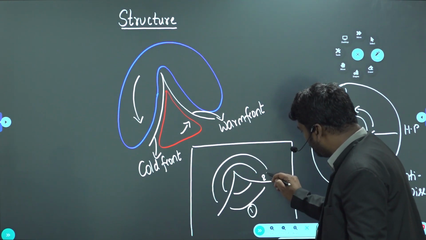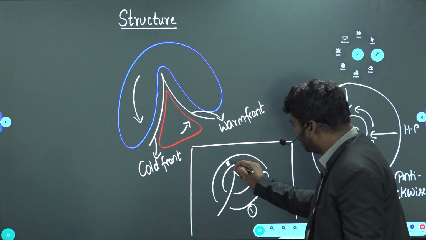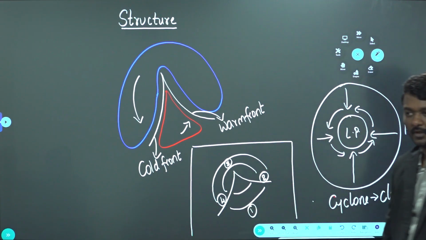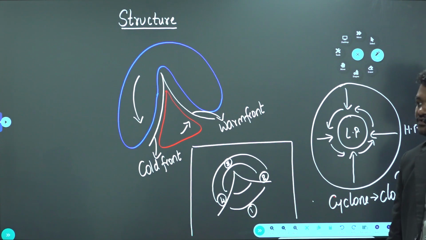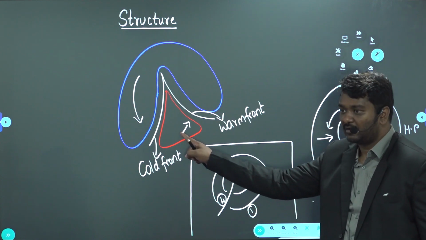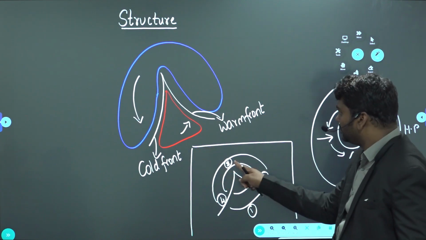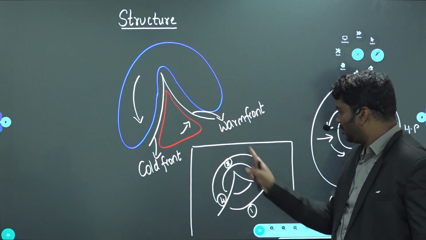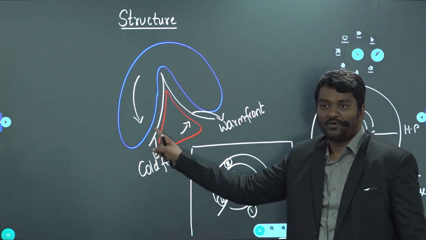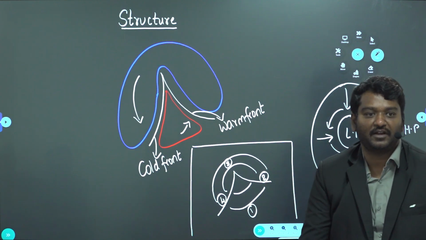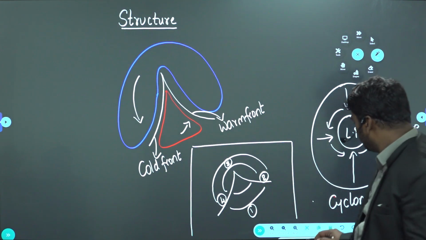One, two, three, four. Where will you have thunderstorms and lightning is the question. What is this? What is 1? Warm air. What is 3? Cold air. What is 2? Warm front. What is 4? Cold front. So where will you have thunderstorms and lightning? Cold front.